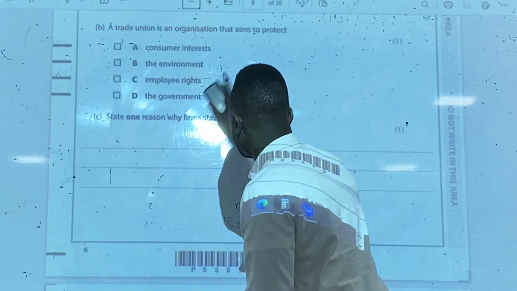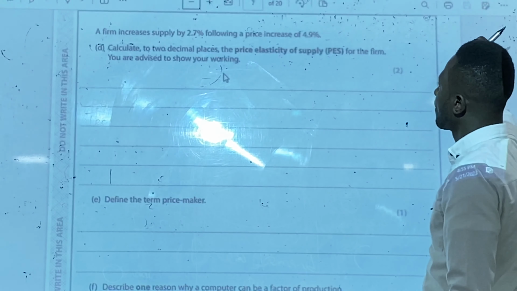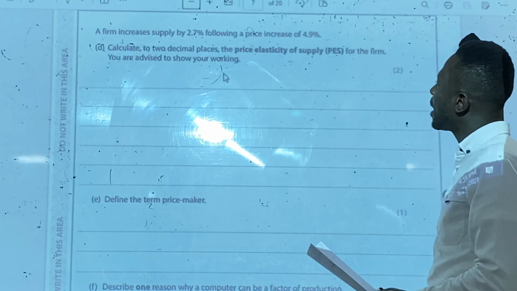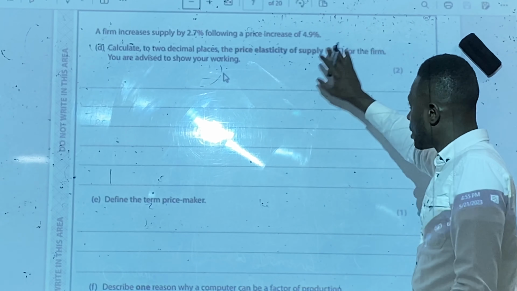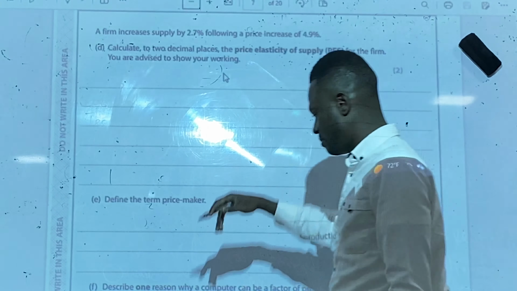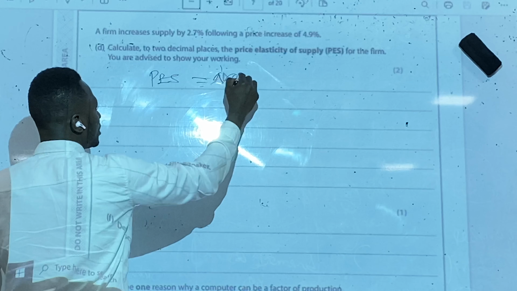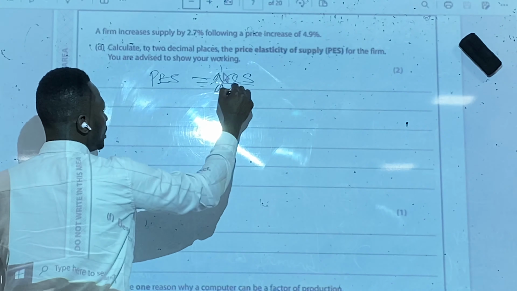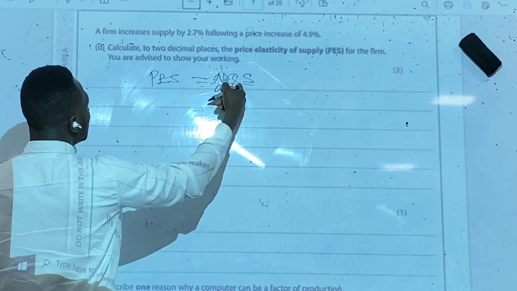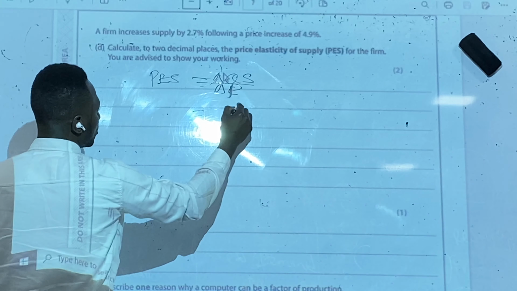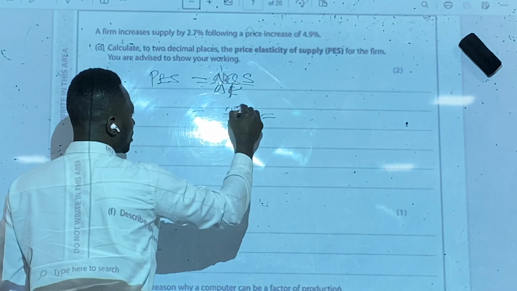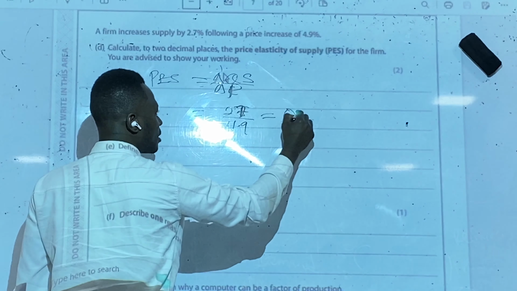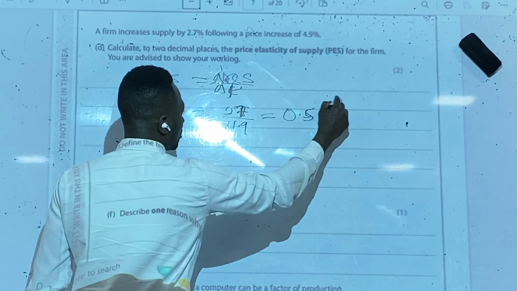Move on. It said if a firm increases supply by 2.7% following a price increase of 4.9%, calculate the PES. PES is change in quantity supplied over change in price. So change in quantity supplied is 2.7 over 4.9. What does it give you? 0.55. Okay, so this is inelastic.